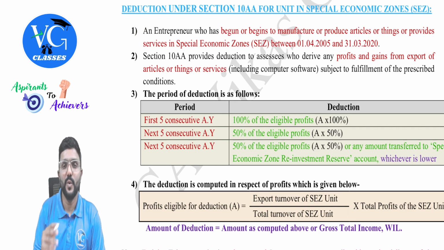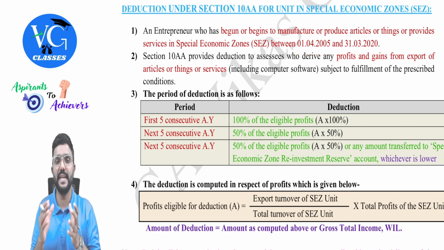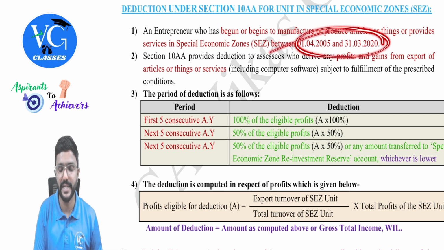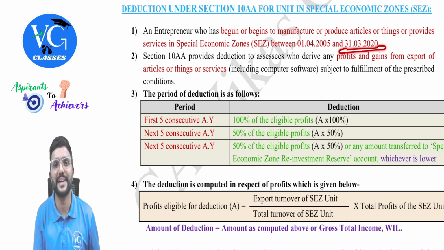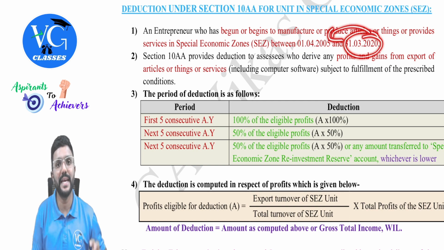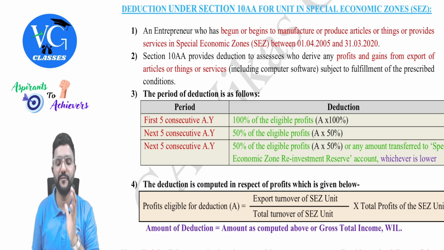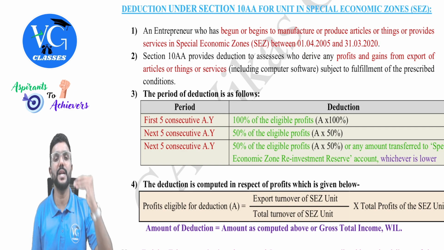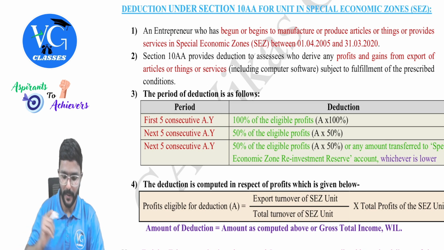An entrepreneur who has begun manufacturing in SEZ area should have started between this date, that is 1st April 2005 to 31st March 2020. Sir, if I have started manufacturing before this, can I claim a deduction even after this? Yes. Once you have started manufacturing in SEZ in between this date, including that year, totally you can claim deduction for 15 years, guys.